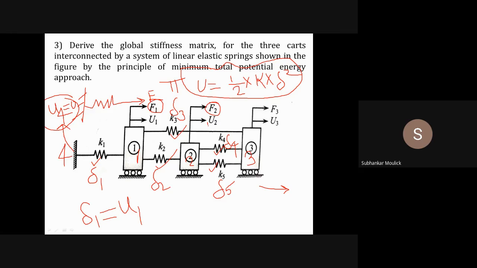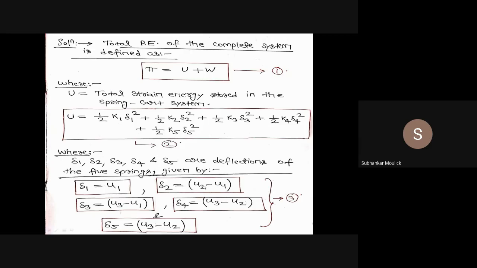Due to F2, deflection in the spring is U2. Due to F1, deflection in the spring is U1. Then the overall deflection delta 2 for the second element, if F2 is greater than F1, will be equal to U2 minus U1. Is it okay? This expression of delta 2, any doubt?